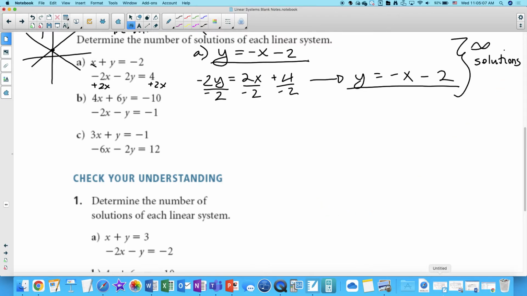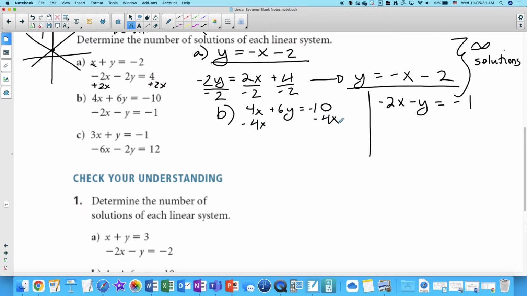Okay, now for B, we've got 4x plus 6y equals negative 10. I think I'm going to do them sort of side by side. And negative 2x minus y equals negative 1. Okay, so to isolate y here, I have to start by subtracting 4x. And I get 6y equals negative 4x minus 10. And then I can divide everything by 6.